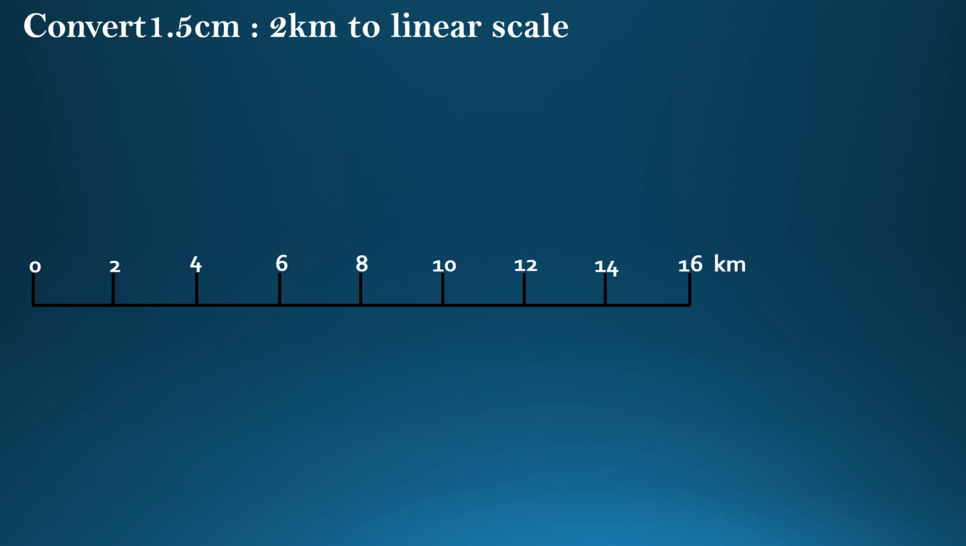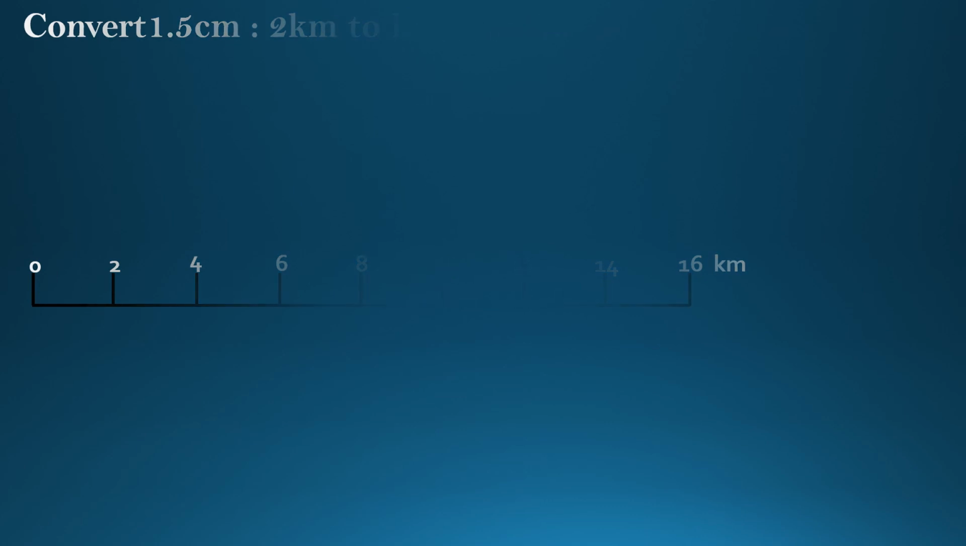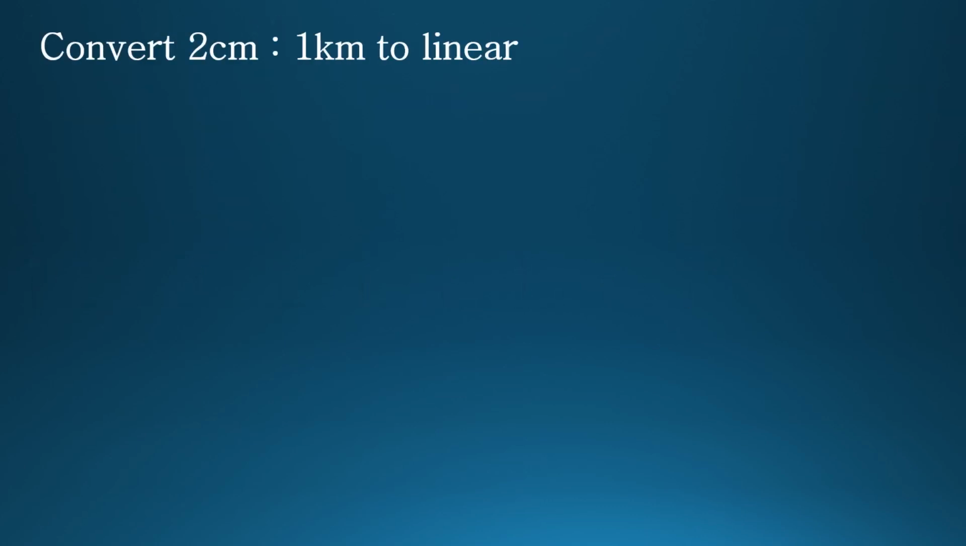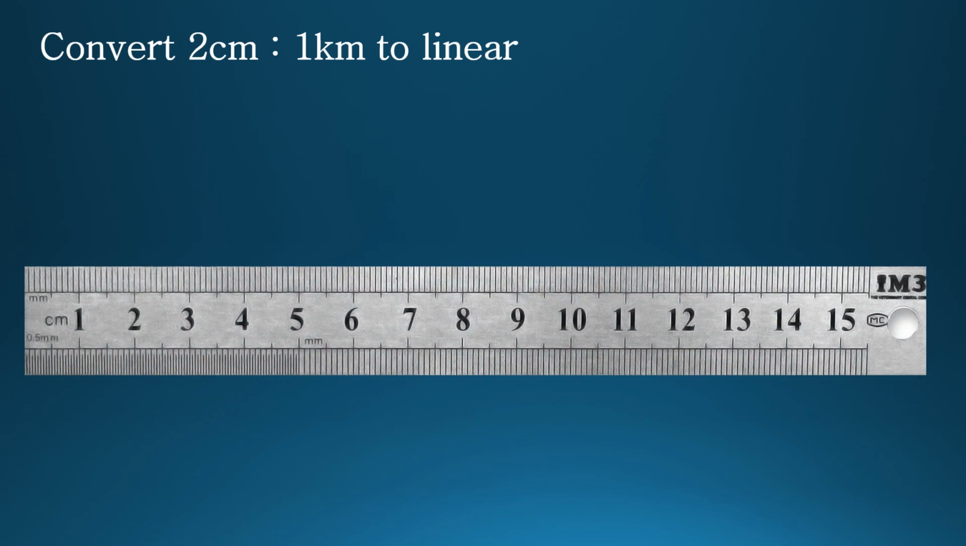All right, let's do one more. So we're going to convert 2 centimeters to 1 kilometer into a linear scale. All right, so here we go. Again, we have our ruler. We're going to draw our line along our ruler. I decided to stop at 12 centimeters. So we have to now go up each time on our ruler by 2 centimeters. Again, we mark off by starting at 0, 2, 4, 6, 8, 10, 12.